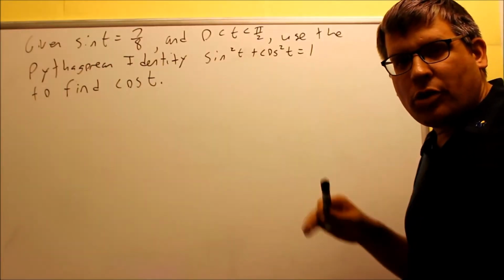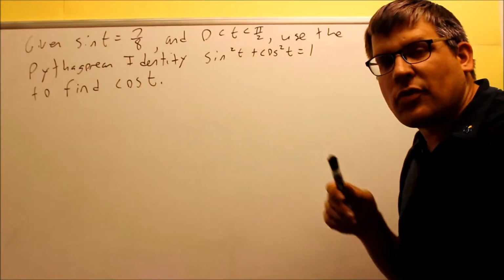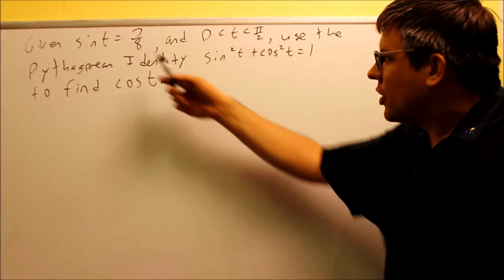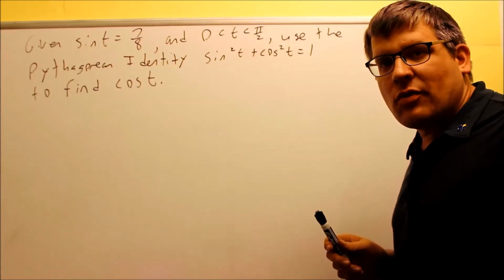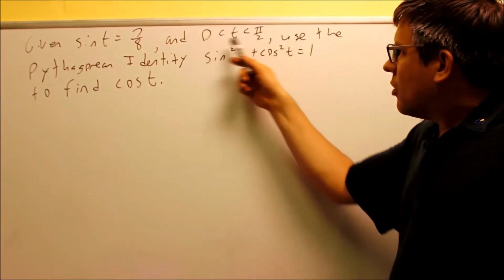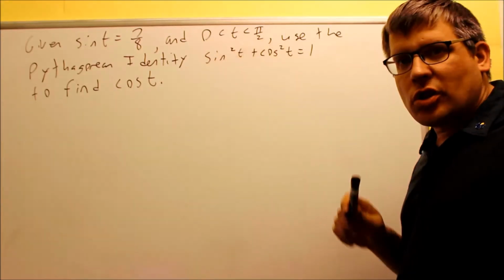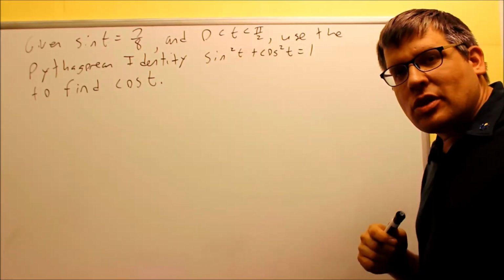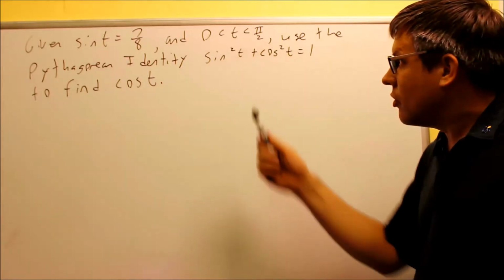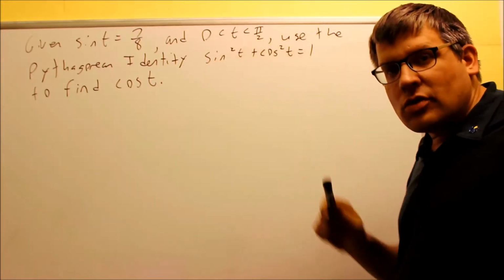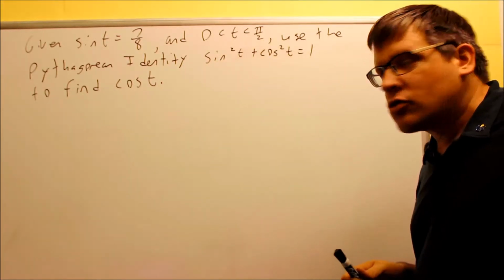Okay, we have another one where we want to use our identities. This one tells us specifically which identity to use. We're given sine t is equal to 7 over 8. This statement says that t is between 0 and pi over 2. All that says is that you're in the first quadrant. So between 0 and 90 degrees essentially that's saying. So we're only going to be in the first quadrant.